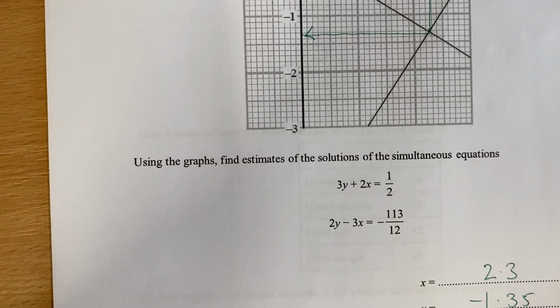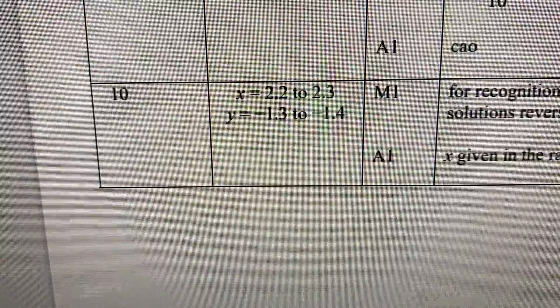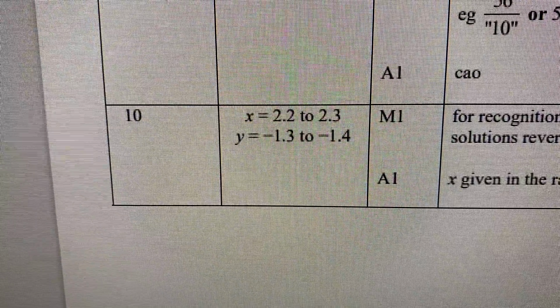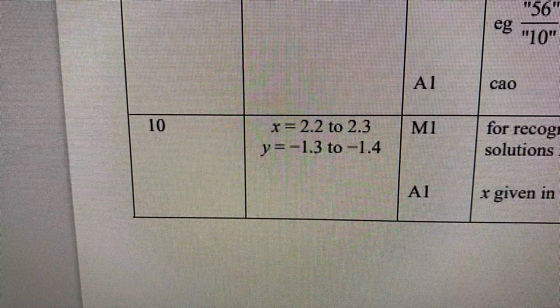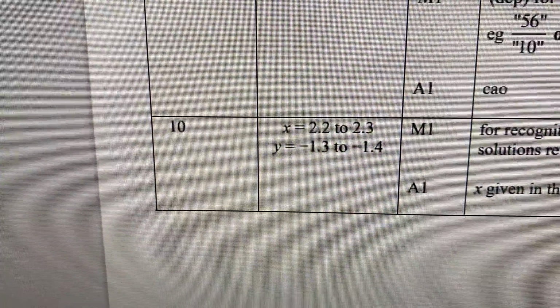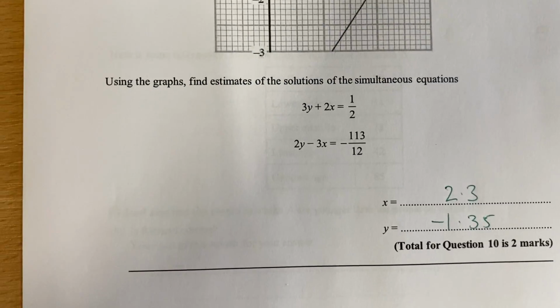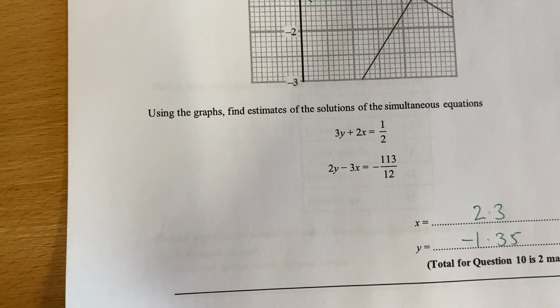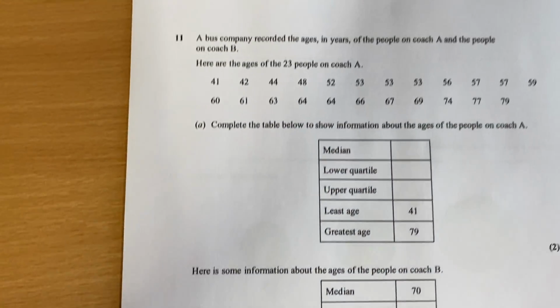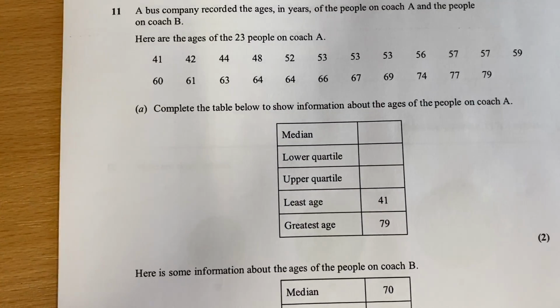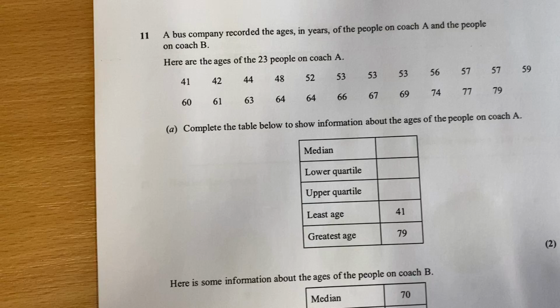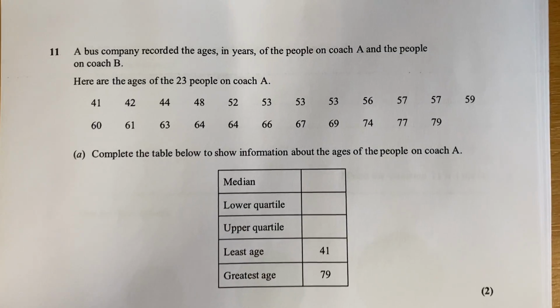And what they say is your answers, if we look here, they accept anywhere between 2.2 and 2.3. Good on that. And anywhere between minus 1.3 and minus 1.4. And I'm safe there. So that's really good. 2 marks for that. As I said earlier, it's really handy to have the mark scheme near you as well, because you can check to see if you're allowed to do what you wanted to do, and it might not be what I've put out.